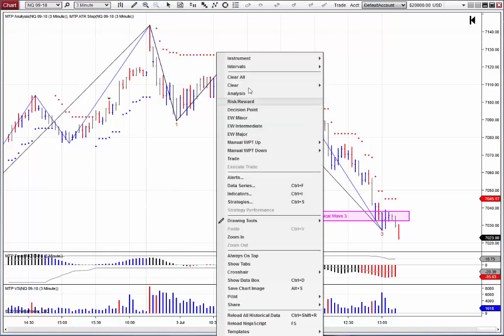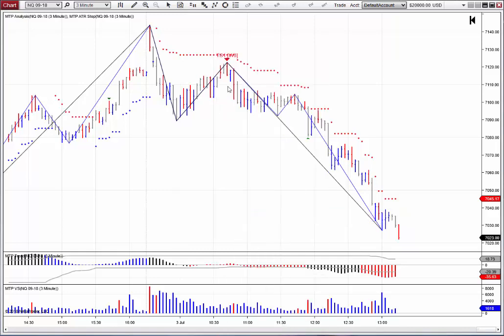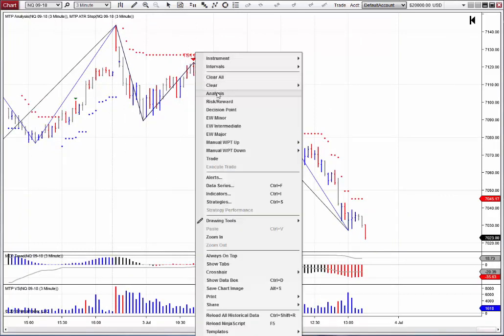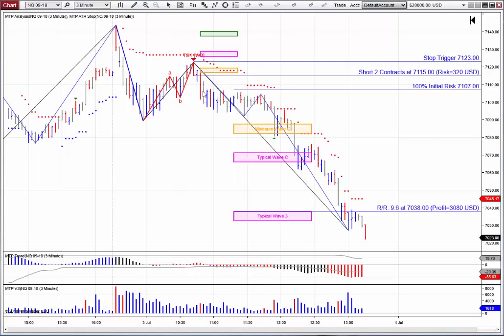Why is that a good trade setup? Well, if we take the Elliott Wave off, and if I right mouse click over this red cell bar and then do analysis, the reason it's good is because the Wave 3 is normally the strongest and longest in a completed 5-wave sequence.